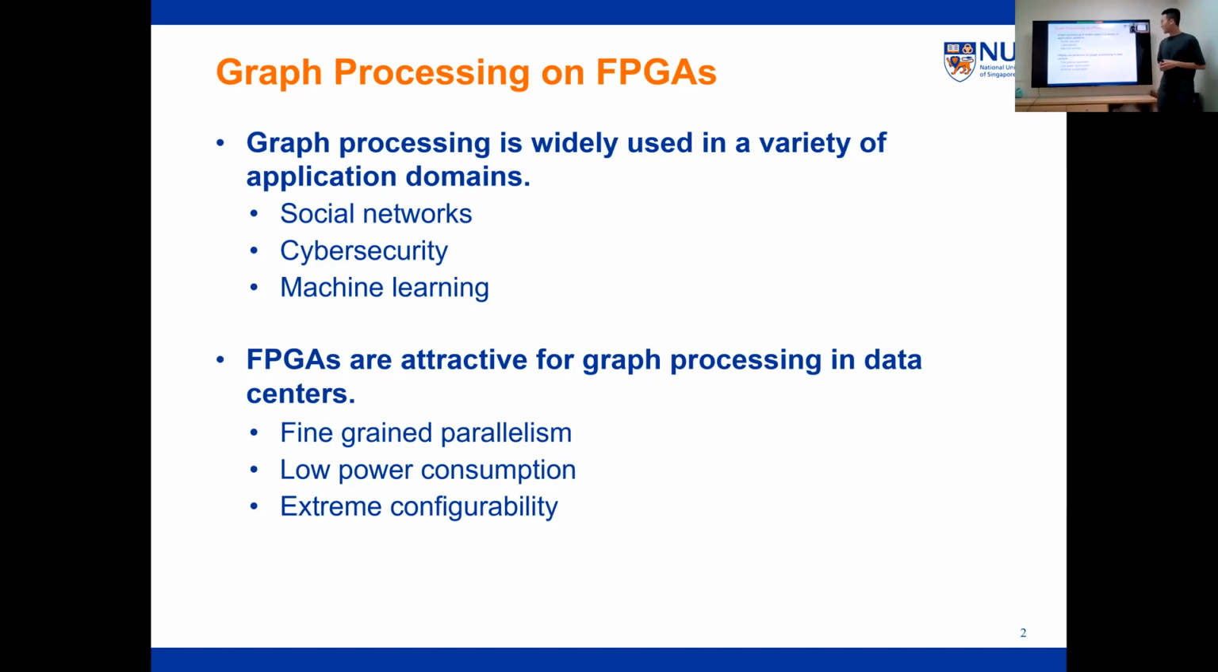At the same time, FPGAs are attractive for application acceleration in data centers. For example, Amazon just deployed the FPGA in their cloud and some hardware service. This benefits from fine-grained parallelism, low power consumption, and especially extreme configurability. So under such a case, graph processing on FPGAs has been extensively studied.